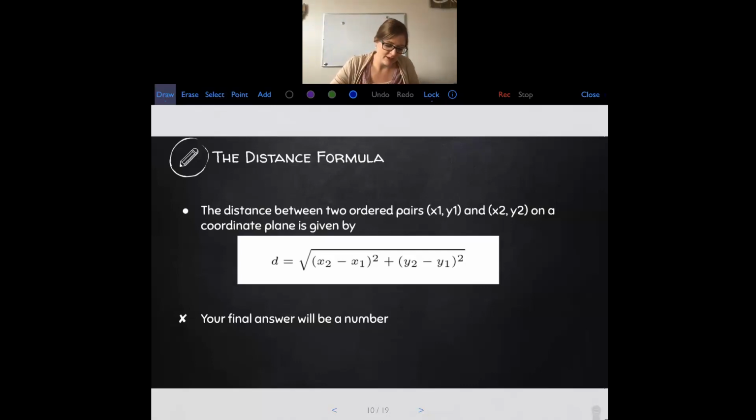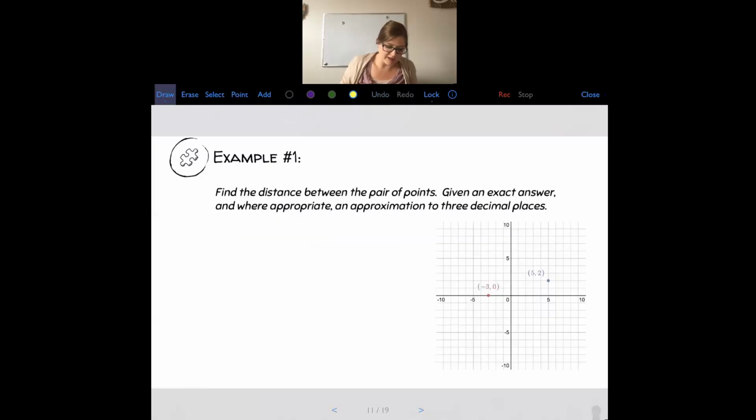So with the distance formula, I'm just going to draw a quick coordinate plane and plot 2 points. What we're doing is we're finding the length of this line. That's what the distance formula gives us. Your final answer here will either be a radical, an exact form, or a number. So let's practice. Find the distance between the pair of points, give an exact answer, and where appropriate, an approximation to 3 decimal places. So again, we're finding the length of the line drawn between these 2 points.